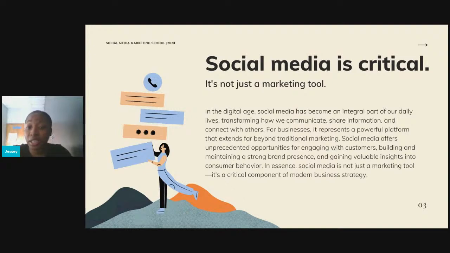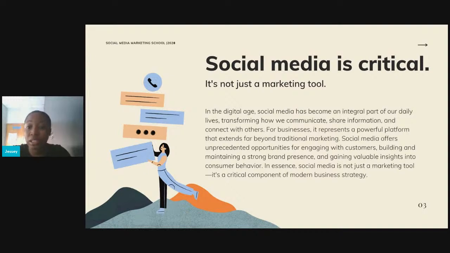In the digital age, social media has become an integral part of our daily lives, transforming how we communicate, share information, and connect with others. If we look around us today, we see that social media is integrated in almost everything that we do. Most times, if you don't have data, your phone feels like a calculator. It's just empty. So social media is very, very important in our day-to-day lives.